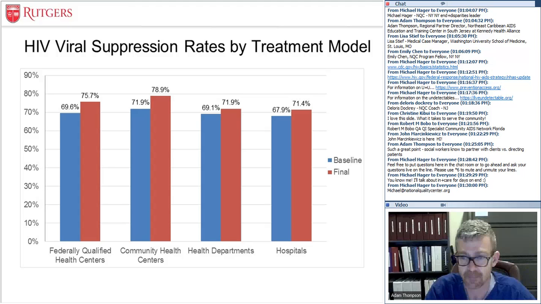The article that we wrote includes additional outcomes. We could probably have a whole webinar on those indicators as well. We just wanted to share with you this one because it's arguably a very important outcome, and it's a goal that suits both prevention and care and treatment.